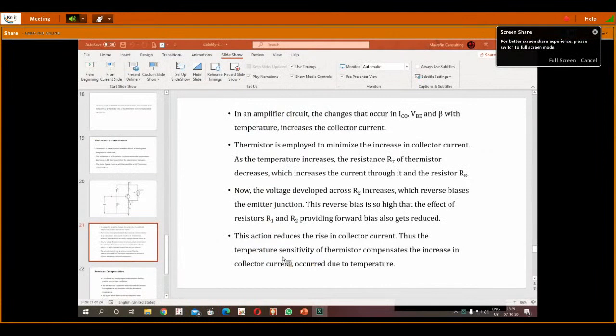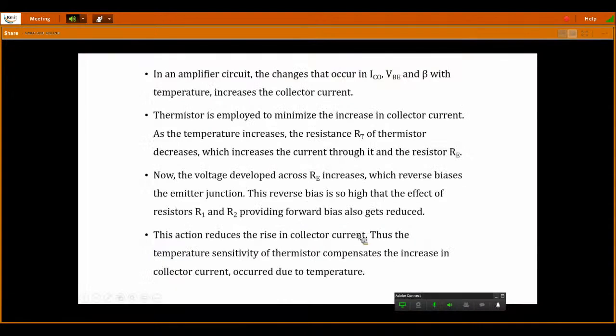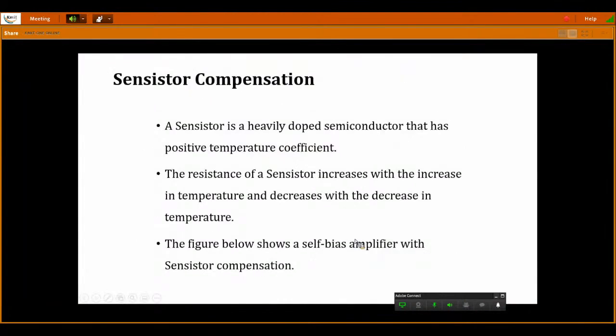Okay, right. Next, we'll move to the next slide, which is your sensor compensation. So now in sensor compensation, the sensors have a positive temperature coefficient. Positive temperature coefficient is nothing but the sensor resistance increasing with increase in temperature, as well as sensor resistance decreasing with decrease in temperature.